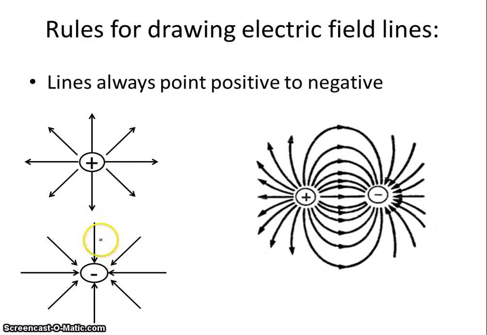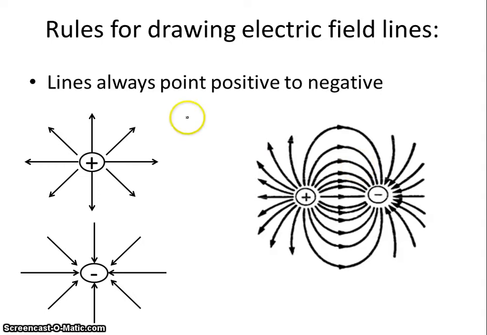If I were to have a negative charge, my lines would point just the same way, evenly spaced as they were for my positive charge, but they would point towards the charge itself. So lines always point away from a positive charge and toward a negative charge. If I were to have, say, a positive and a negative charge next to each other, the lines would point from the positive charge to the negative charge.